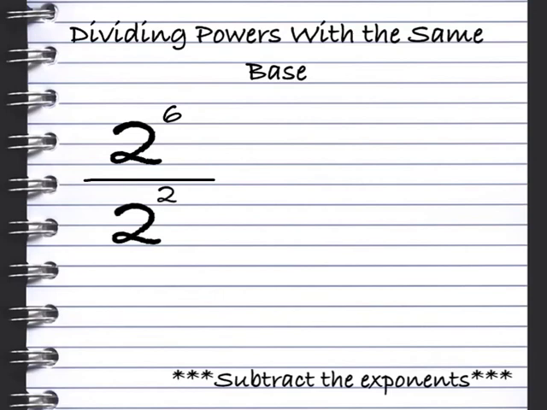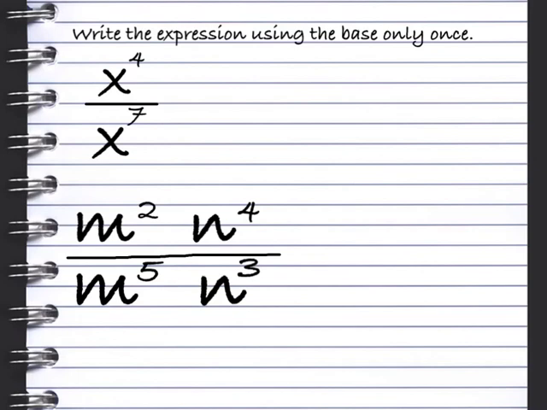What you're going to be doing is keeping the base and subtracting the exponents, giving you 2 to the 4th power. So, Miss Dees, what are we going to be learning here today? Just like Tony just said, we're going to keep the base and subtract the exponents. So x to the 4 minus 7 gives us x to the negative 3.